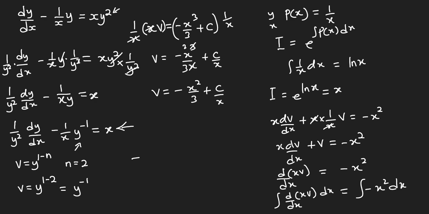If you recall earlier on, we said that v is equal to y to the power minus 1, which is the same as 1/y. So we're going to do that substitution in there so that our answer will be in terms of y and x, not v and x. Instead of v being here, we are going to put this there. So we're going to have 1/y equals minus x squared over 3 plus c over x.